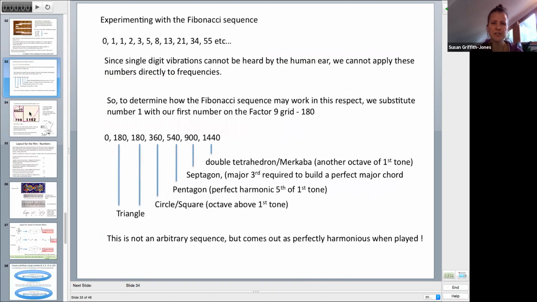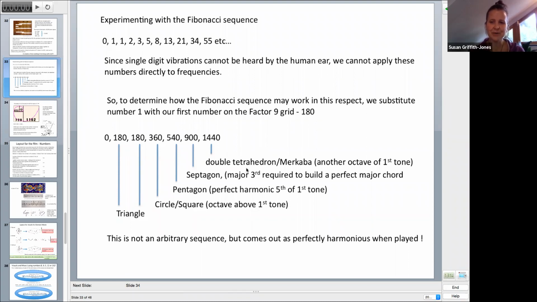So, experimenting with the Fibonacci sequence, which I've described before, these are the first few numbers of the Fibonacci sequence. Since the single digit vibrations cannot be heard by the human ear, we cannot apply these numbers directly to frequencies. So to determine how the Fibonacci sequence may work in this respect, we substitute the number 1 with 180, our first number on the factor 9 grid, as the triangle. So 1, 1, 180, 180; 2, so 180 times 2, 360; 3, 180 times 3, 540. And we see triangle, circle, square, pentagon, septagon, double tetrahedron, or a Merkaba.